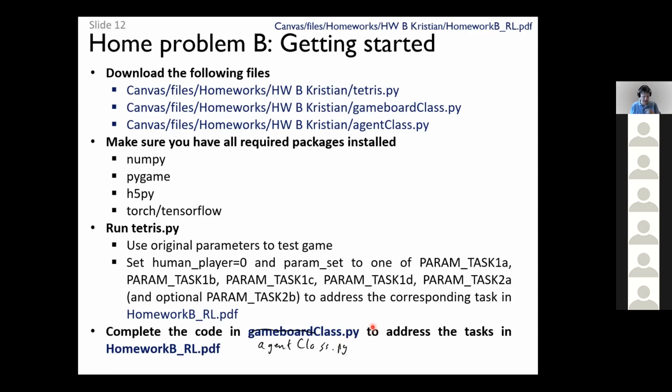So the game board, the game, you don't need to do. You need to finish the agent class by implementing the state, actions, and rewards, and the different learning algorithms. So that's the focus of this home problem. But of course, you can also have a look at the other files if you want to. At some point it could be beneficial, since you need to communicate with the game, to have some feeling of what the game class does.